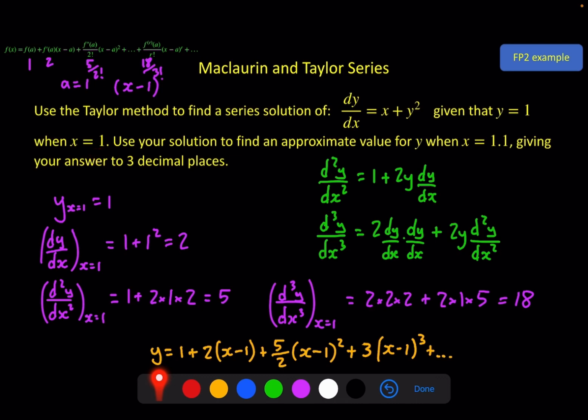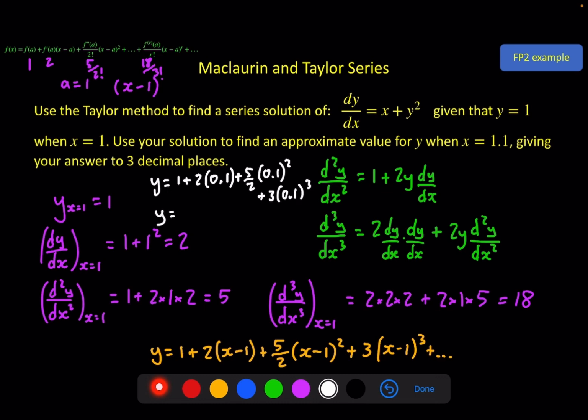The second thing that was different, use your solution to find an approximate value for y when x equals 1.1, giving your answer to 3 decimal places. This is an easy, maybe 2-mark question on the end of a question like this. All we need to do is put x equals 1.1 into this expression and evaluate it. So I'll do that in white in the middle of the screen so that I can keep everything else there as well. Y is equal to 1 plus 2 times 1.1 minus 1 is 0.1 plus 5 over 2 times 0.1 squared plus 3 times 0.1 cubed.